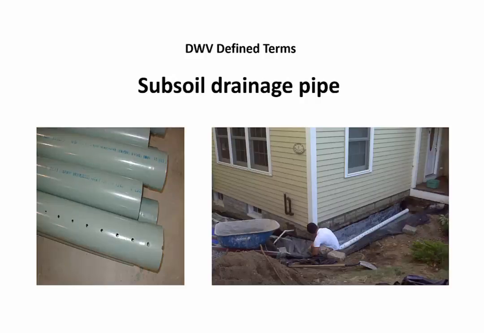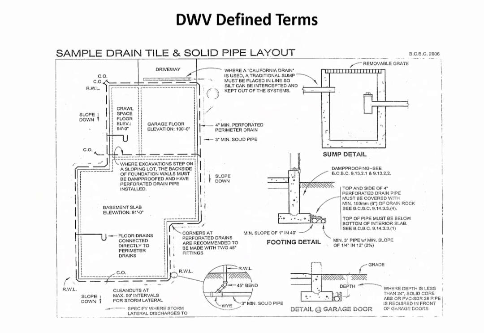Subsoil drainage systems are commonly called footing drains or perimeter drains. They are intended to intercept and convey subsurface water away from the foundation of a building. The code doesn't regulate the installation of subsoil drainage piping, but it does regulate the connection of such piping to the plumbing system. See Article 2453 for more information. This diagram shows an example of how some jurisdictions may prefer the installation of subsoil drainage piping to be installed.